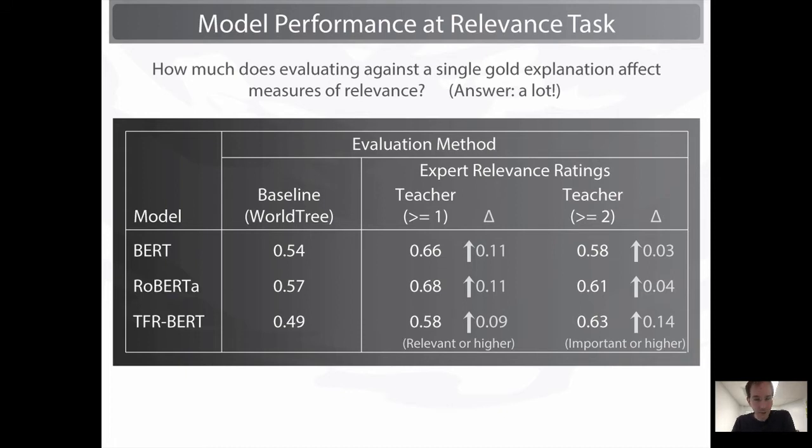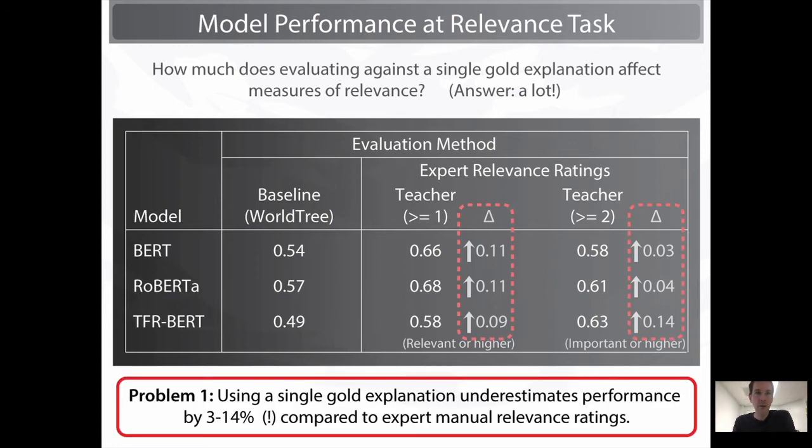And what we see here, when we evaluate these models automatically in the standard way by comparing against the single gold explanation, that's the performance here in the baseline column. And when we evaluate those same models using the more exhaustive teacher-generated manual ratings, the performance numbers we get are really different. Specifically, the difference scores between the baseline and the teacher evaluations is pretty large. It's anywhere between a 3 and a 14% difference depending on the model that you're looking at.